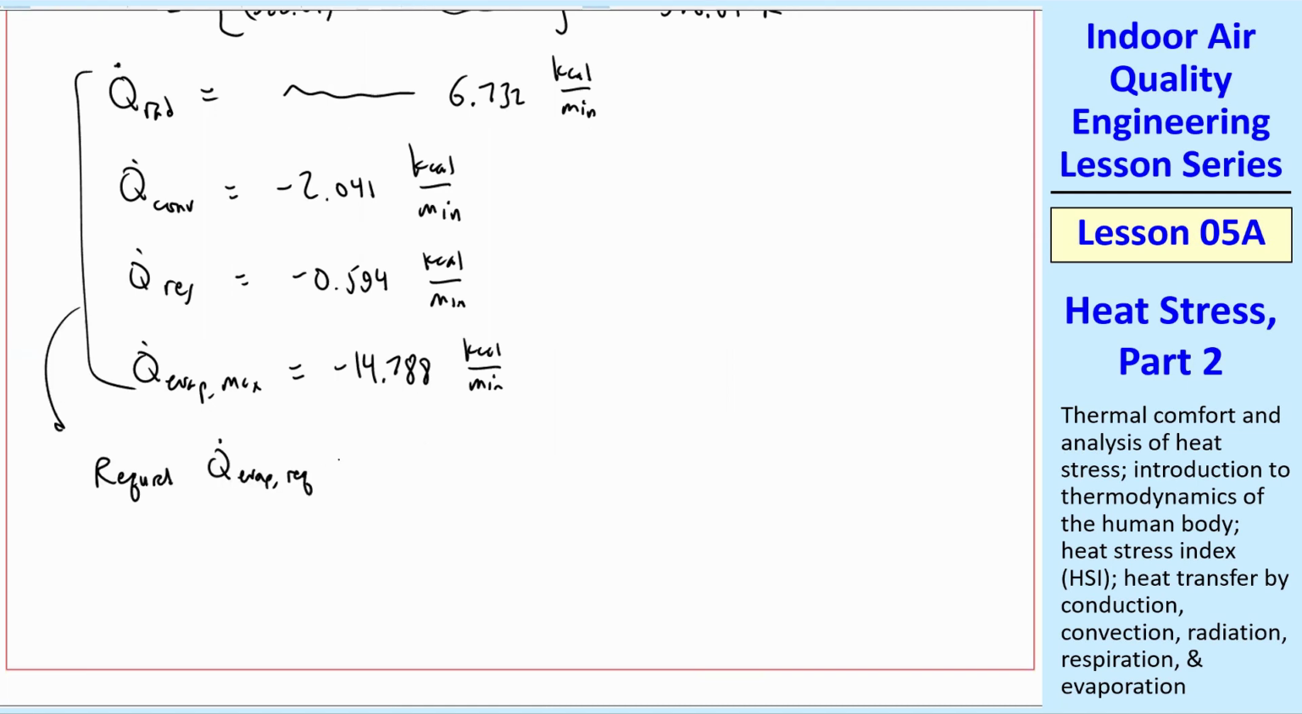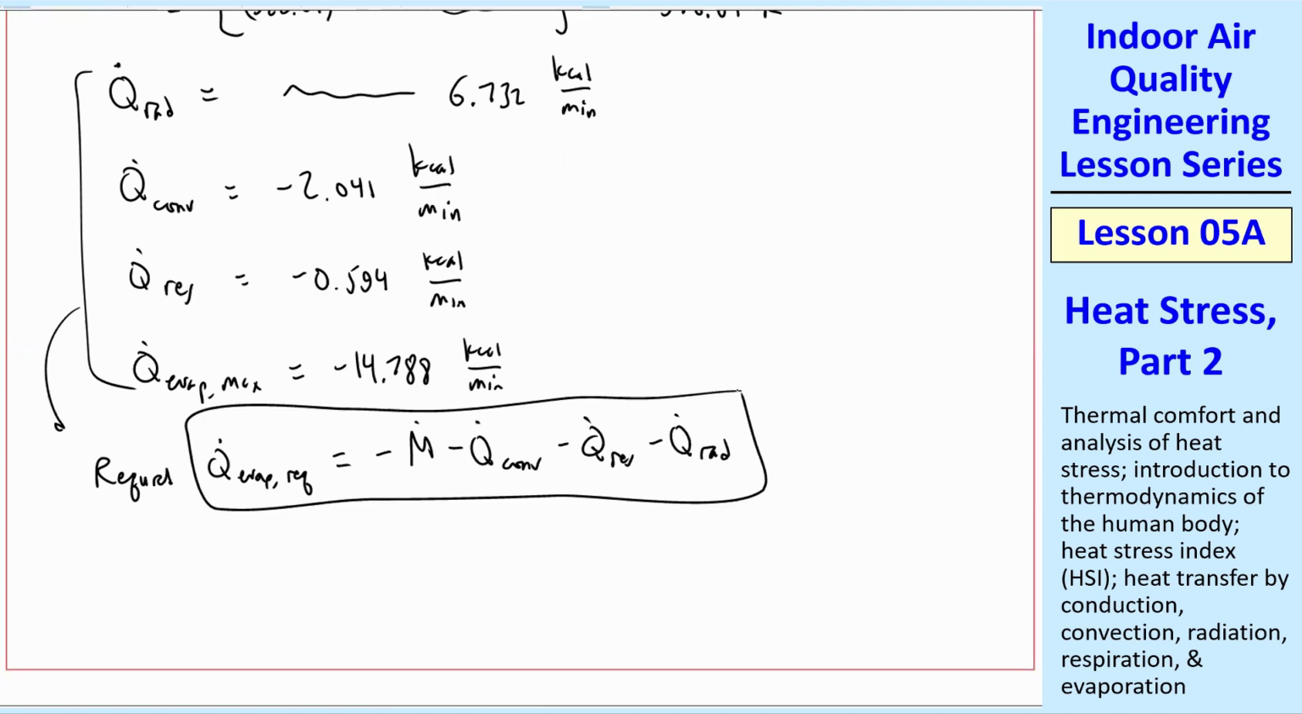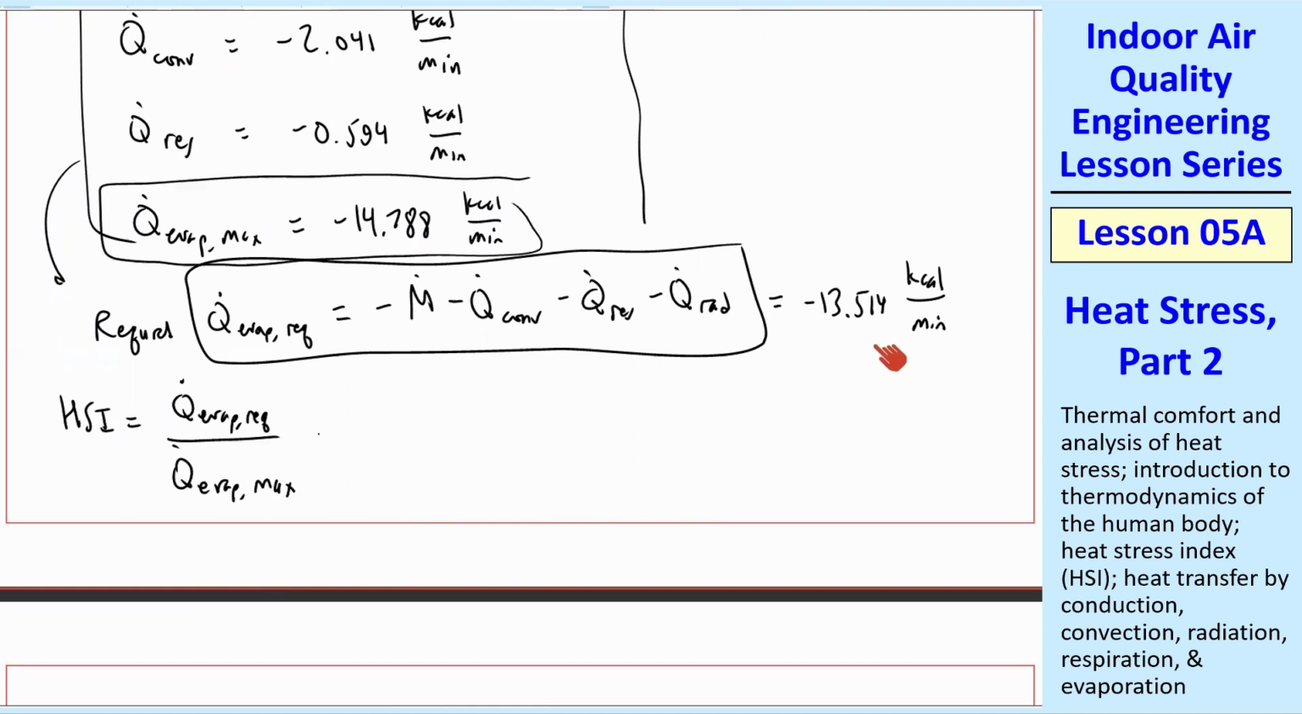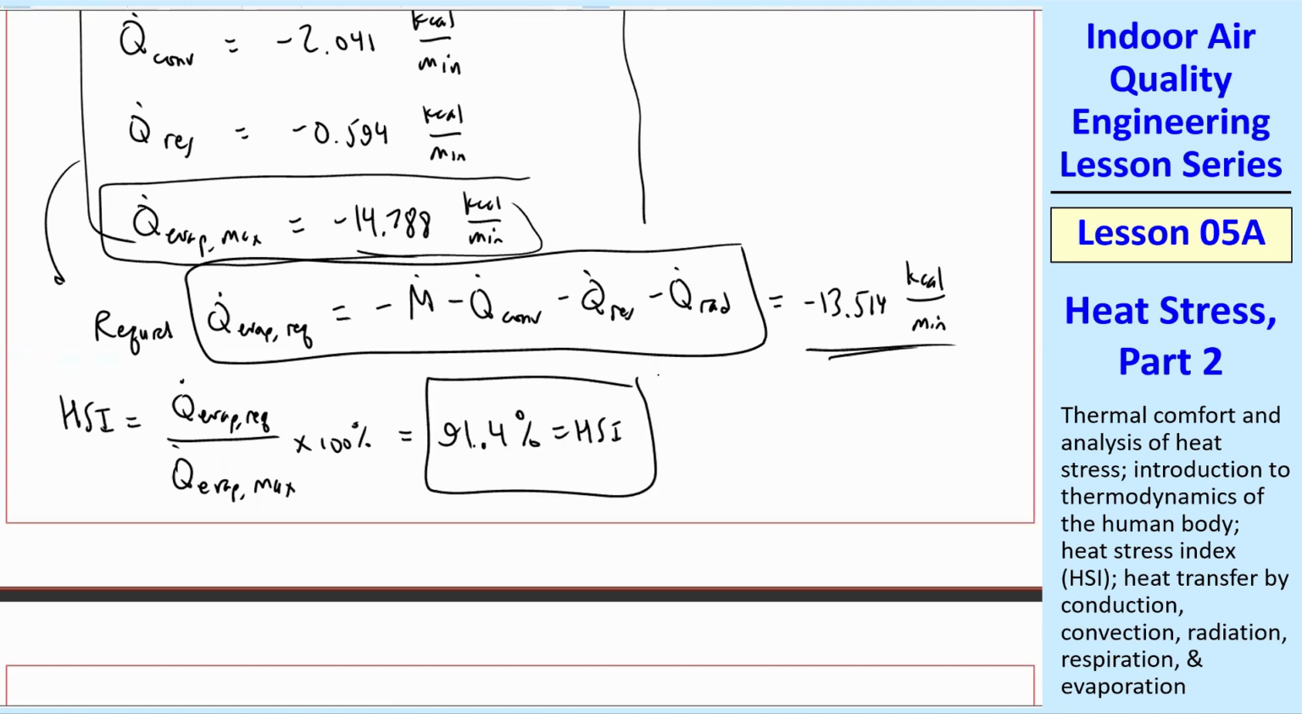And so finally, when we have all these, we can plug these into the required Q dot evap required equal negative M dot minus Q dot convection minus Q dot respiration minus Q dot radiation. Plug in all these numbers and you end up with negative 13.514 kilocalories per minute. Finally, we can calculate HSI is equal to Q dot evaporation required over Q dot evaporation max. We plug this and this in, the negatives cancel, you multiply by 100%, and you get 91.4% as your HSI.